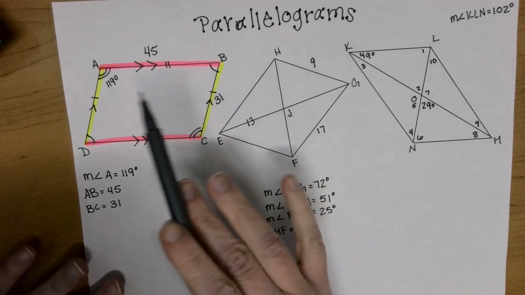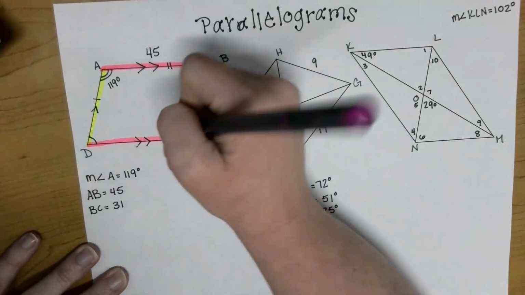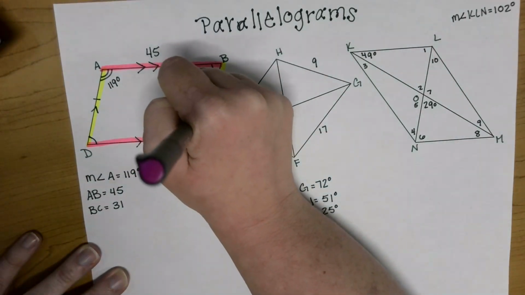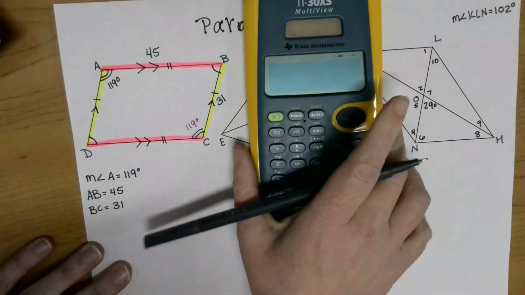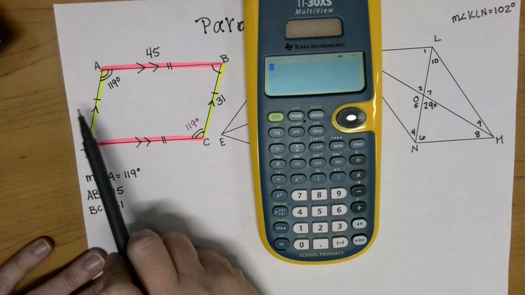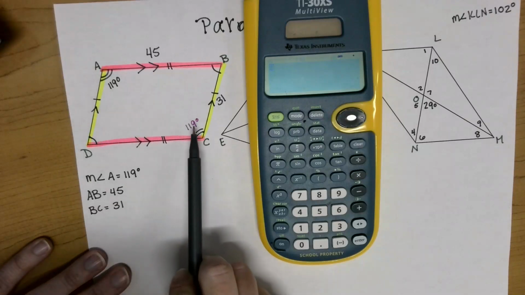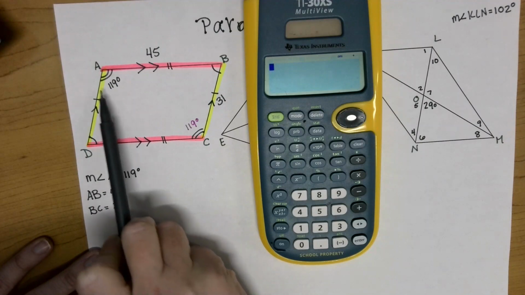Let's start with angles first. I know that angle A and angle C are going to be congruent, so this should be equal to 119 degrees. All right, let's look at angle B. Now, if these two are congruent, then these two are congruent. So B and D will be equal.